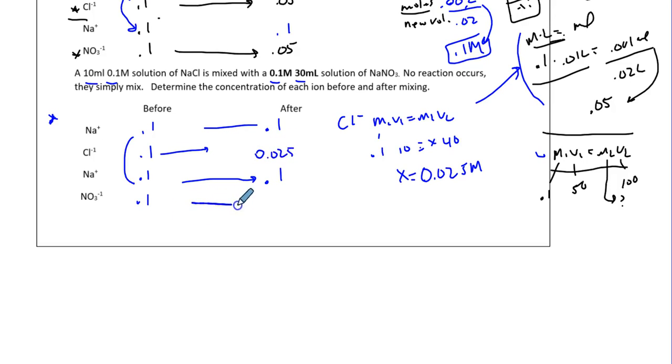0.025. This one is, let's do the math on that first. So now we're going to take the 0.1, 30 milliliters equals unknown value, and then 40 milliliters. So this guy only got 10 added to it. So let's go ahead and do the math. 0.1 times 30 divided by 40 equals 0.075. X equals 0.075. A little bit closer to the 0.1 because not as much was added to it. 0.075, and then that's it.